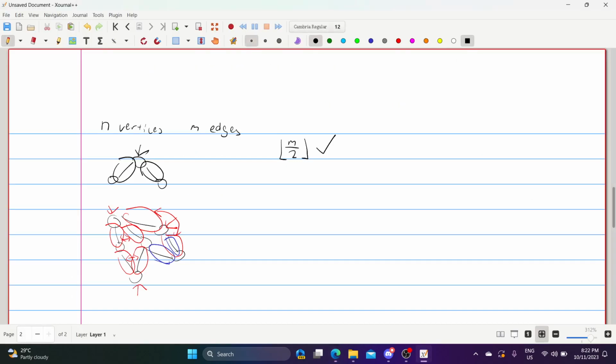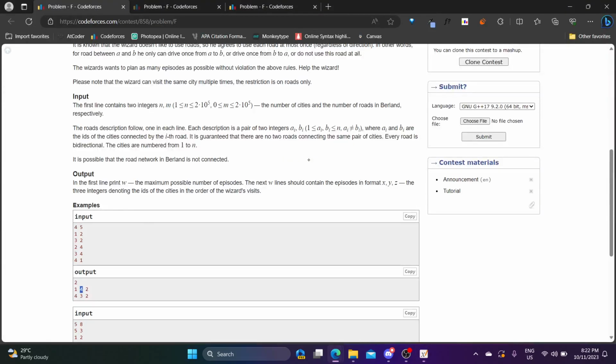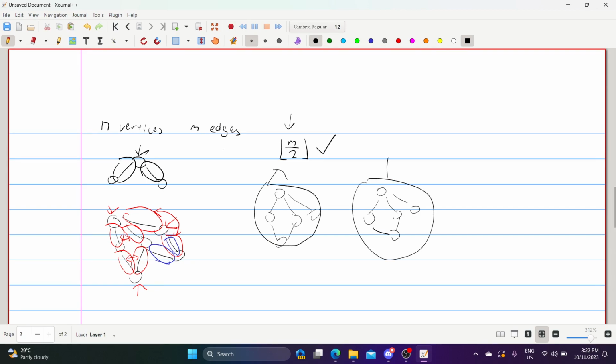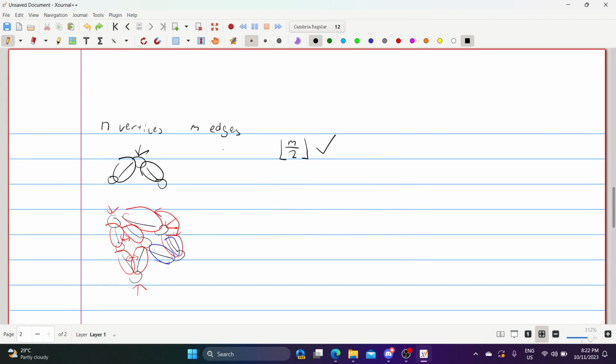Okay, so first, wait, it's possible that it's not connected. So for now, we just assume it's connected, because if it's not connected, we can just solve for both cases individually. So in this case, it might not be always m/2. It's m/2 of one component plus m/2 of another component. Then you add both together, and that's the answer. But there's no point with the graph being not connected, so we'll just assume that it's connected for now. So after that, the way we solve this is that we do the DFS tree.